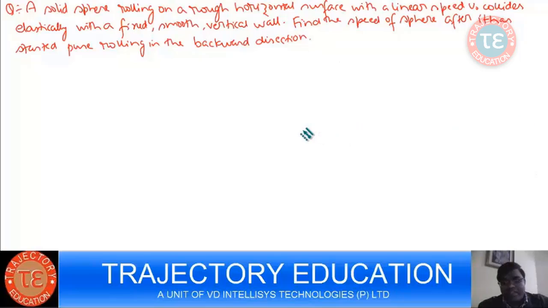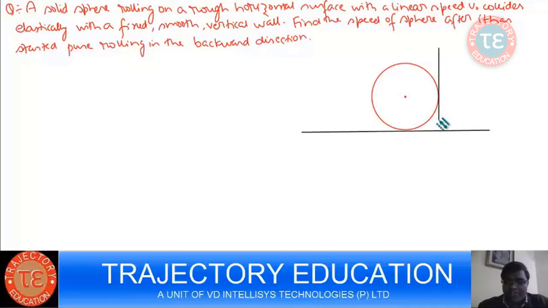You have, say, a solid sphere like this, and it collides with a vertical wall. It was rolling with velocity v0. They have said it collides elastically. When it undergoes an elastic collision, the kinetic energy is going to get conserved.